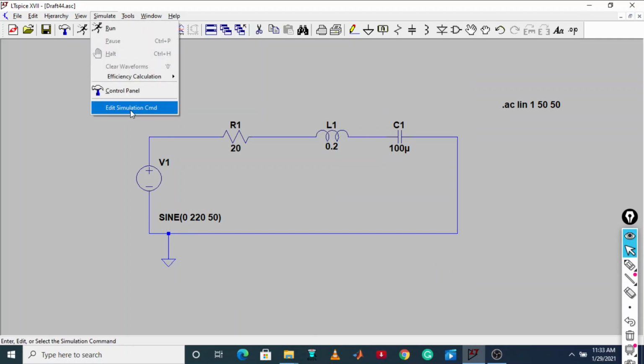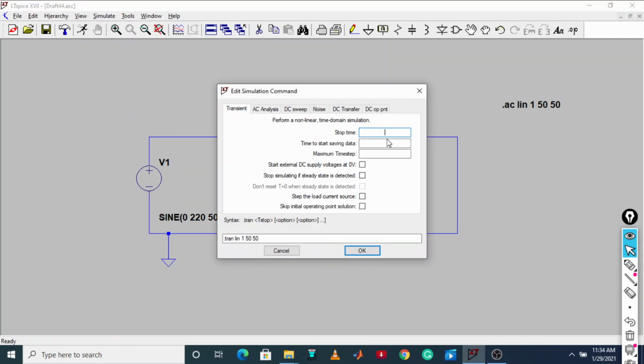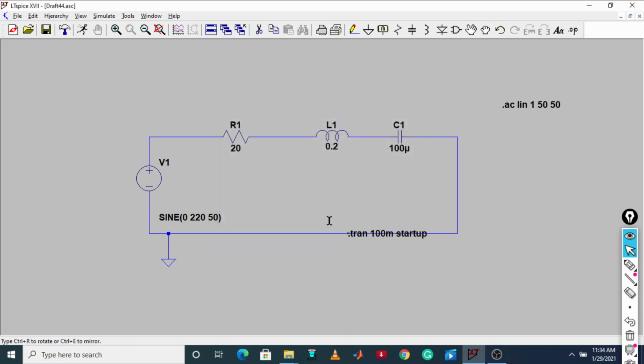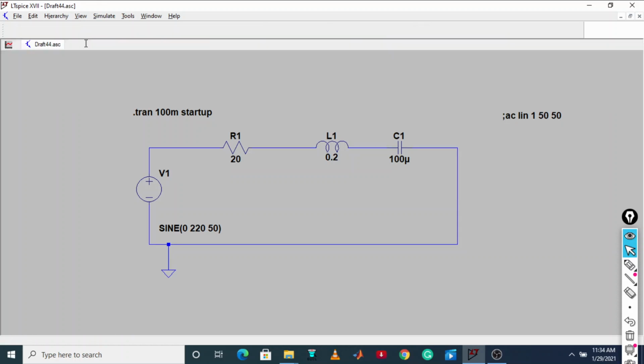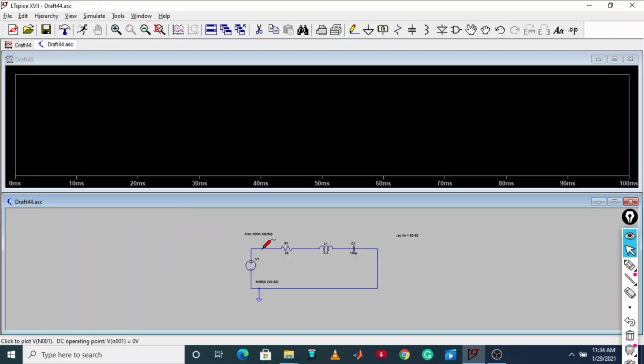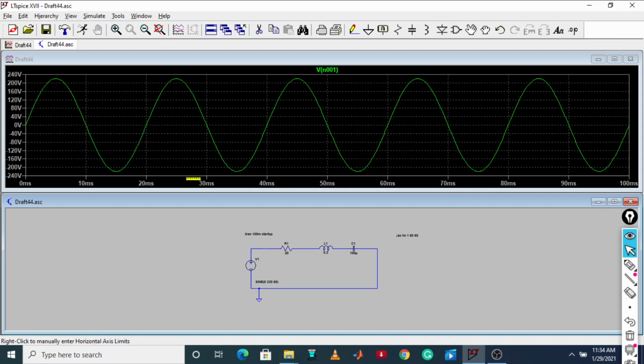Now in simulate, go to edit simulate, go to transient. Now give 100 millisecond and start external supply voltage as 0. OK, and then this command will be deactivated. See, the dot and comma has come here, so this command got deactivated. Now run this one.